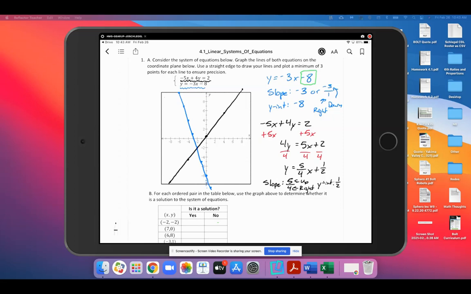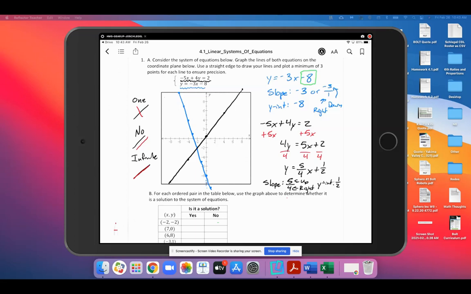Now, when we're solving systems of equations, we have 3 options. We have one solution, which looks like 2 lines that cross. We will have no solution, which would look like 2 lines that never intersect. They are parallel. And we have what we call infinite solutions, which is really the same line drawn on top of itself.